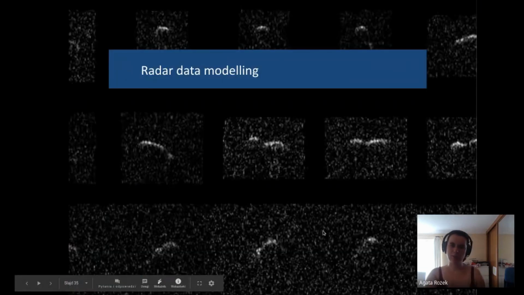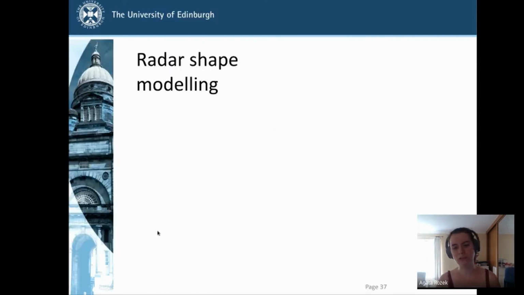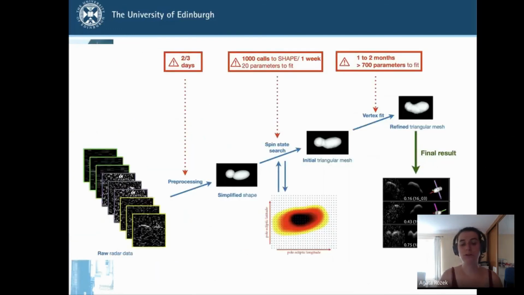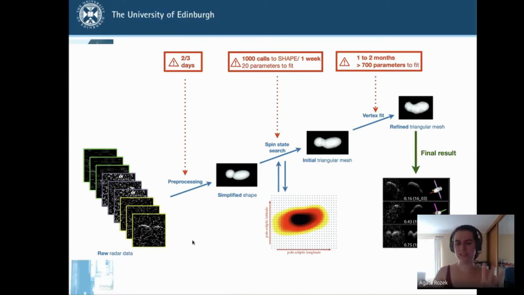Now, modeling radar data is a stupidly complicated process that takes ages, whoever did any of it. So first of all, you need to process all of your data. So you need to look at every single frame that you collected for that asteroid. You need to identify where the signal is, more or less. And you need to configure an input file for your shape modeling procedure that will then develop that shape from your data.